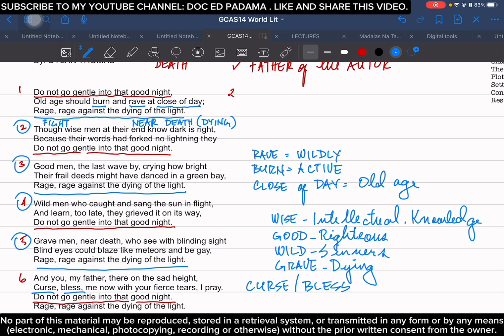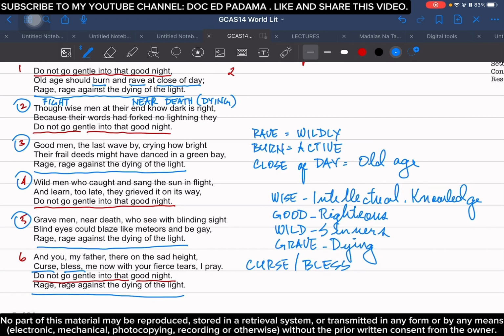And then the last two lines in the last stanza, "Do not go gentle into that good night, rage, rage against the dying of the light." So here, even if his father is already dead, Dylan Thomas is still trying to encourage his father, even if it is futile. Kahit na alam niyang wala nang silbi, in-encourage niya pa rin yung tatay niya na, tay, lumaban ka.